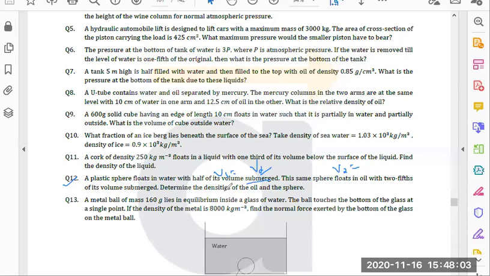Determine the density. So easy, right? rho1 by rho2 is equal to, tell me, V1 by V2. Yes or no? Yes or no? Raise your hand, everyone. I hope all of you remember this concept.